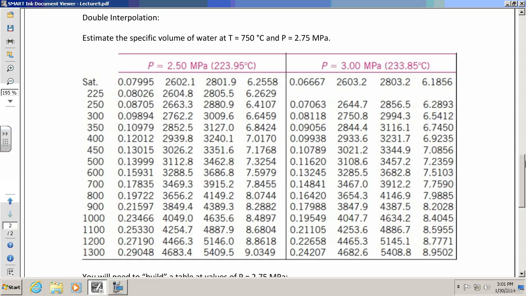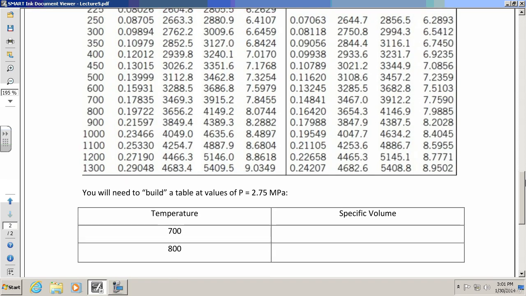So what happens with double interpolation is that you have to make a new table. You will need to build a new table of values at that pressure of 2.75 megapascals using the tables. So essentially, you use the tables to build another table, and then you interpolate on that table. That's double interpolation. Yeah, it's a little bit messy. Now, in this example, I have greatly simplified it because all the numbers will be halfway between the two boundaries, just so you see the concept. Both numbers are halfway. All right, so let's do it.